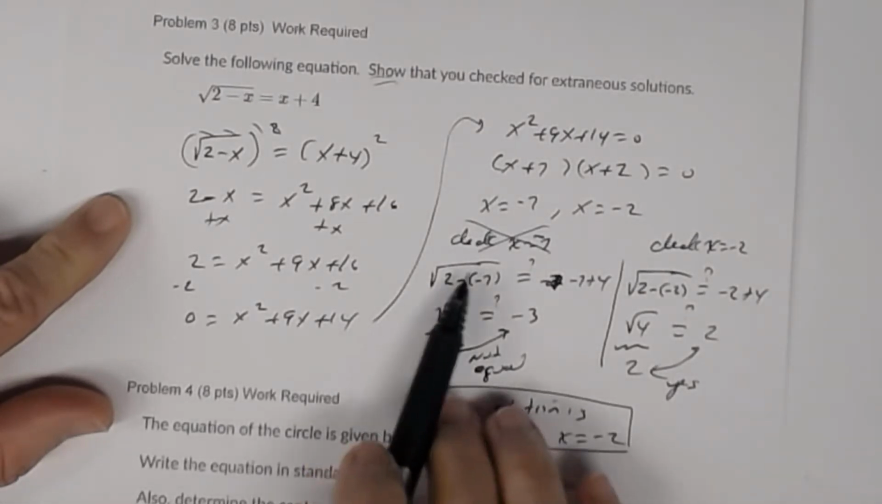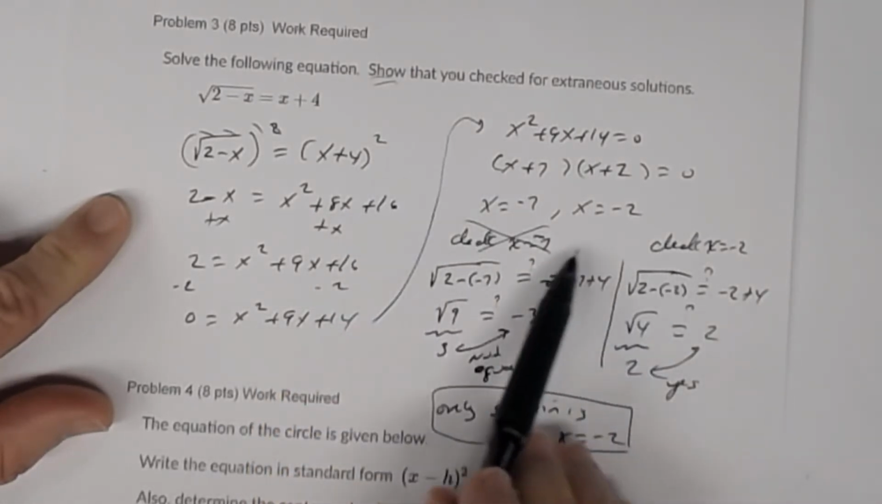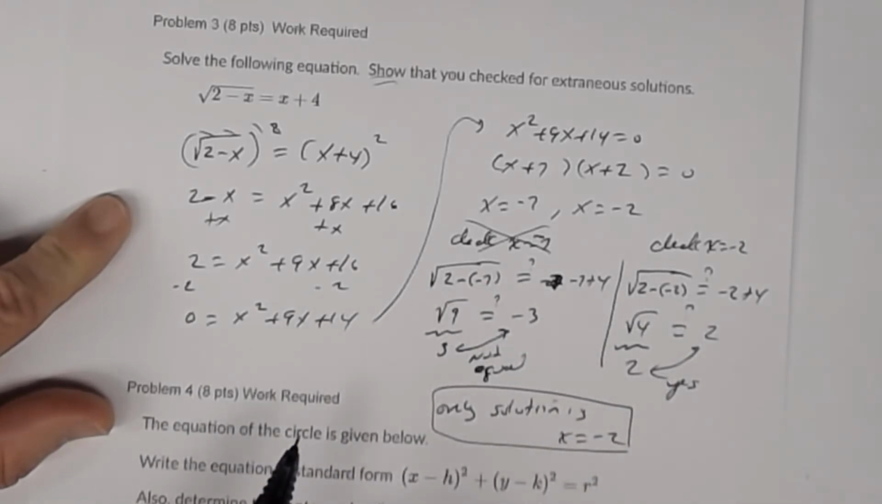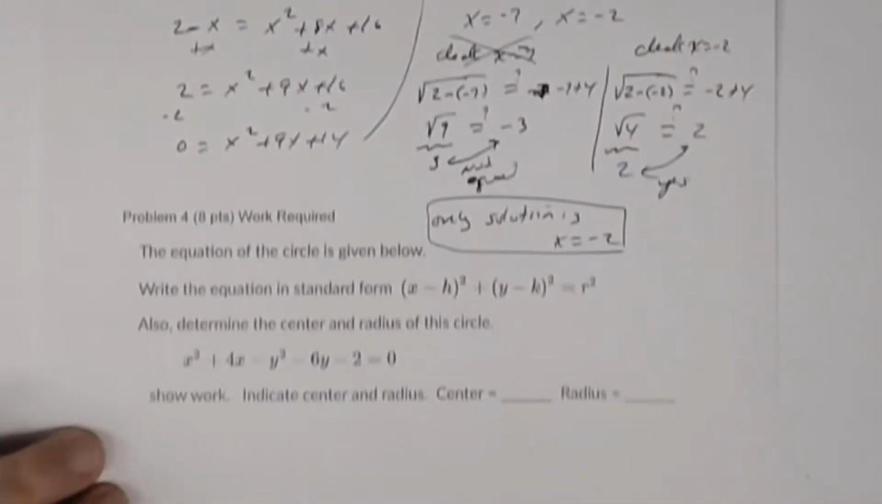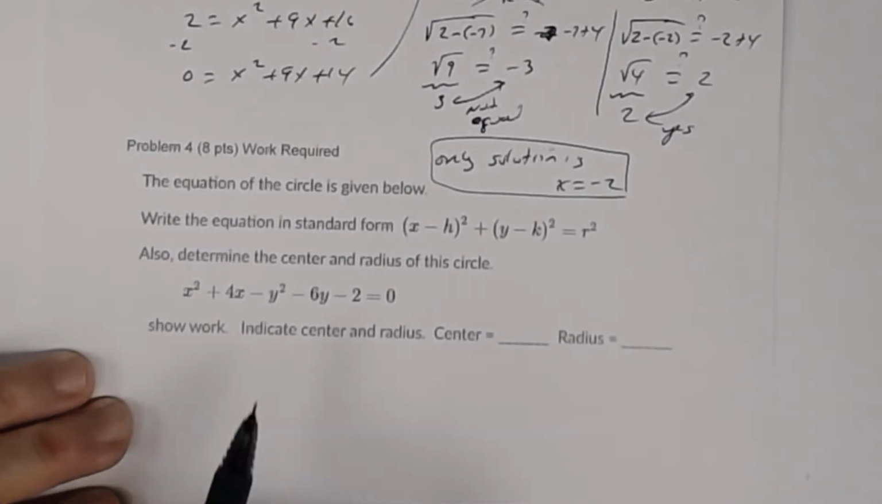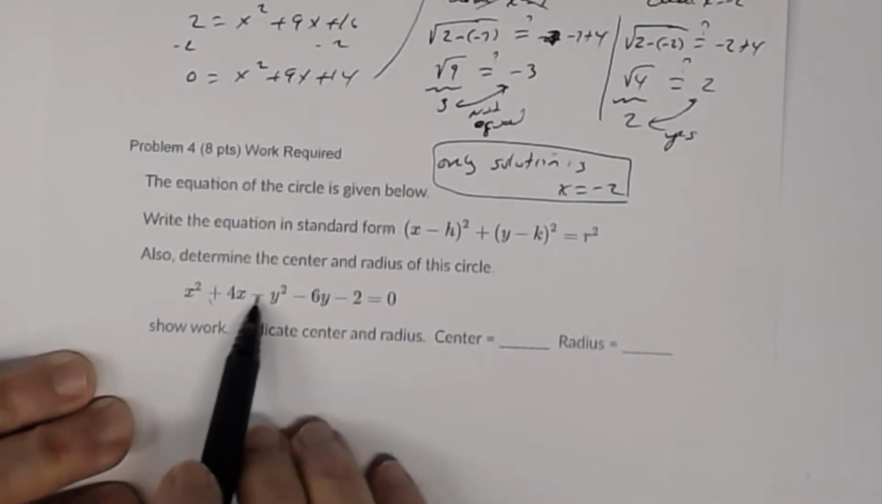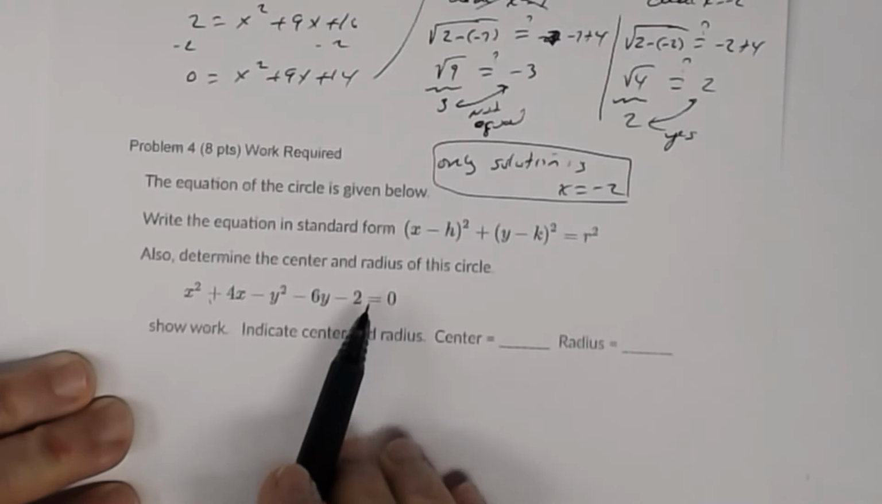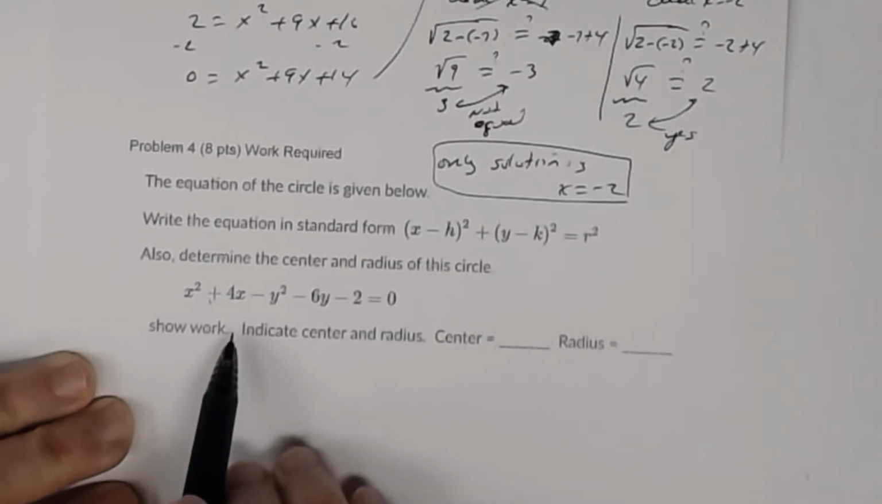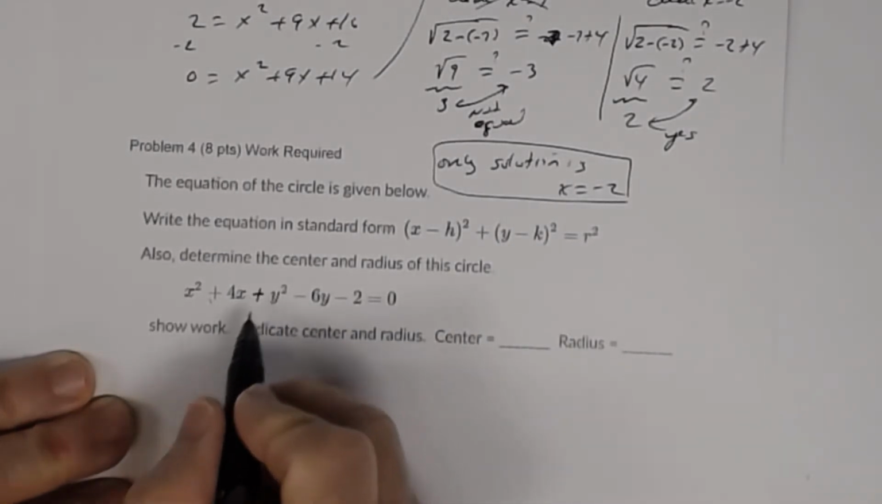All right. So this is what you have to show. When it says show, that's what you have to do. You have to show this part here. All right. Number 4. Now number 4, you're given the equation of a circle in general form, and you want to write it in standard form. So remember, this is, and that's supposed to be a plus y squared here.